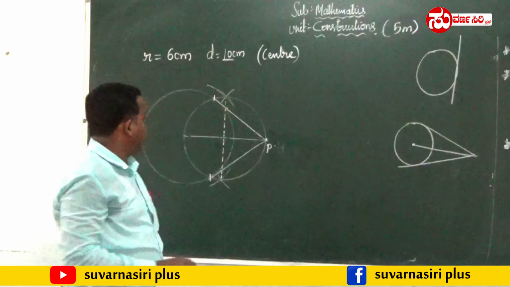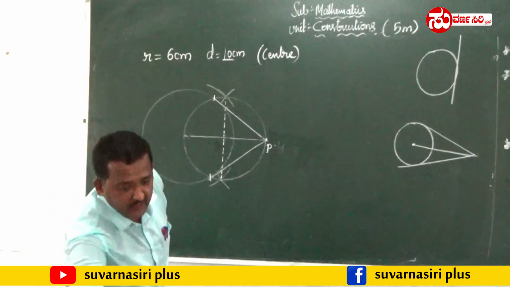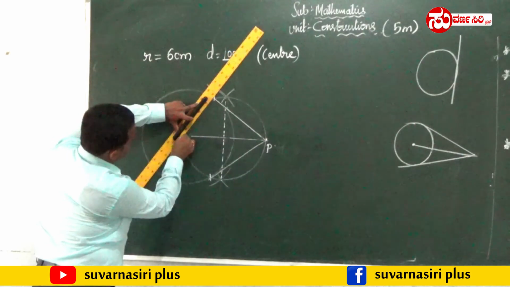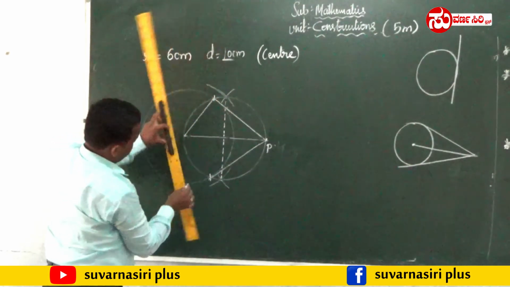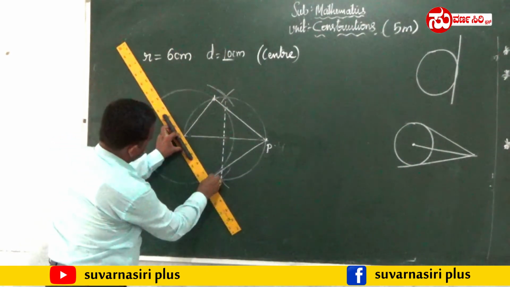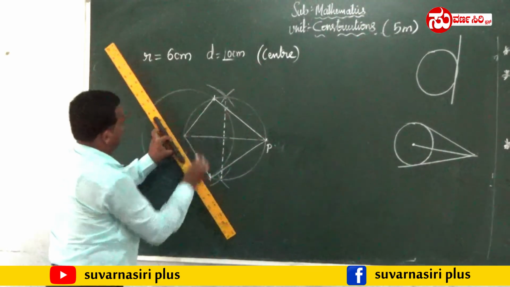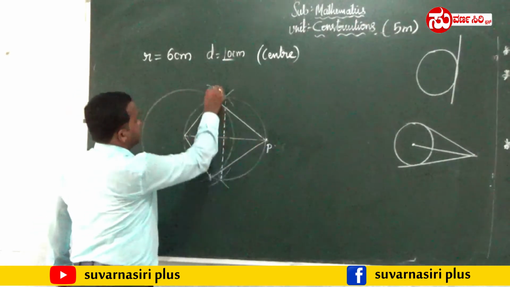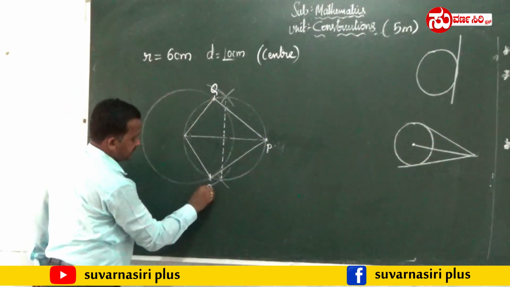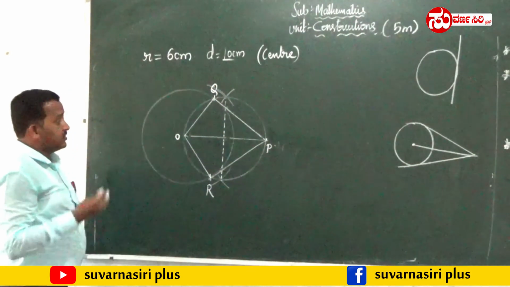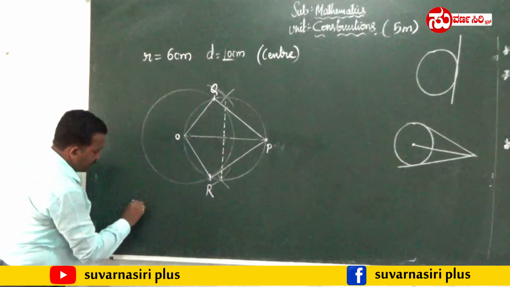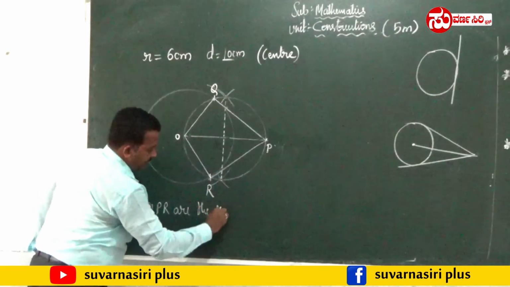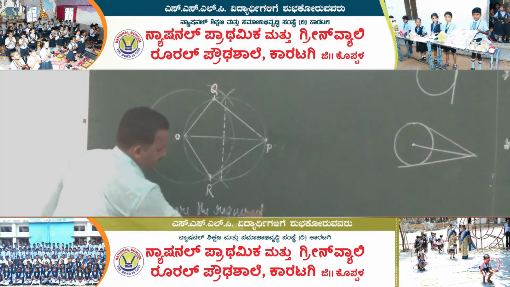So let us give some names for that. You join from that point to the center. P we have already given. Let us give this as Q and this as R. O is the center. So PQ and PR are the required tangents.